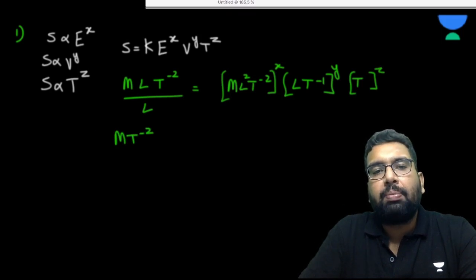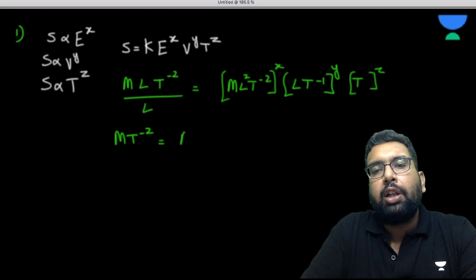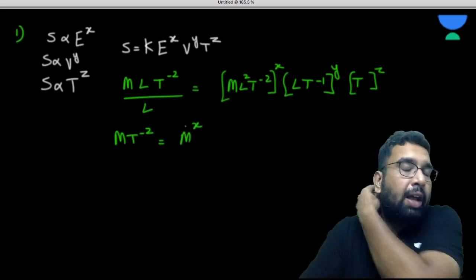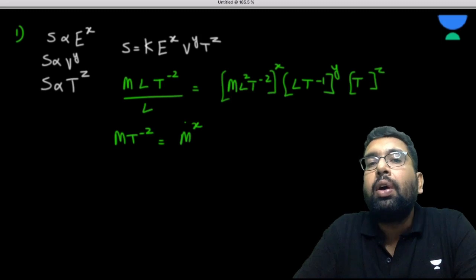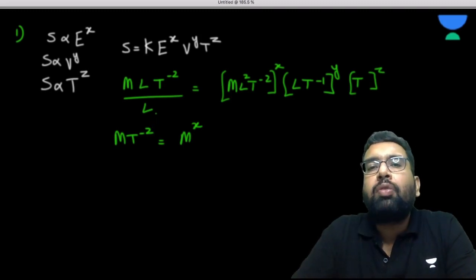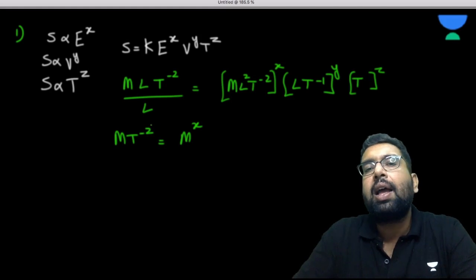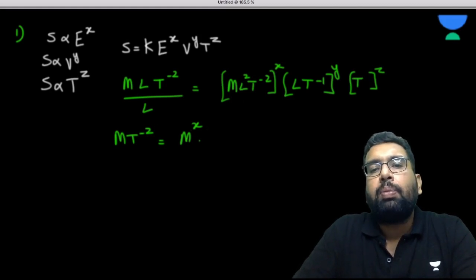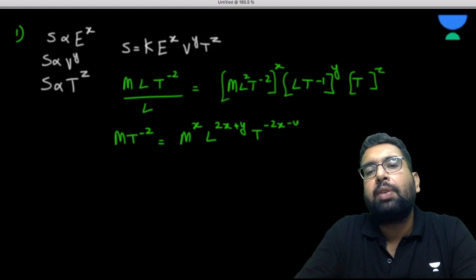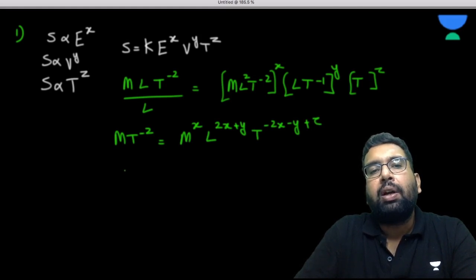Now I can write the left hand side as M T minus 2. I'm going to compare the powers of the same bases on the left hand side and the right hand side. So M to the power x, L to the power 2x plus y, and T to the power minus 2x minus y plus z. From here, we can write that x is equal to straight away 1. How come, sir?